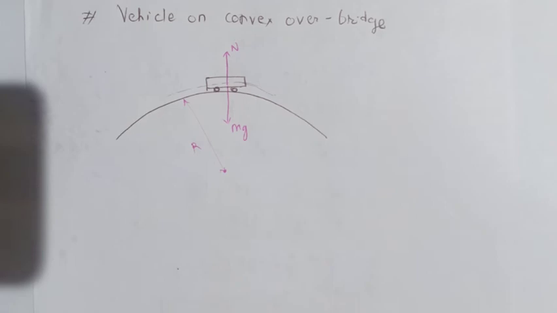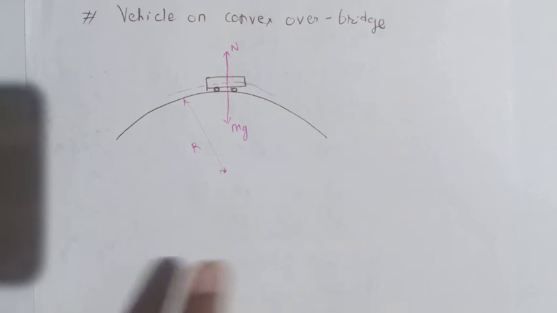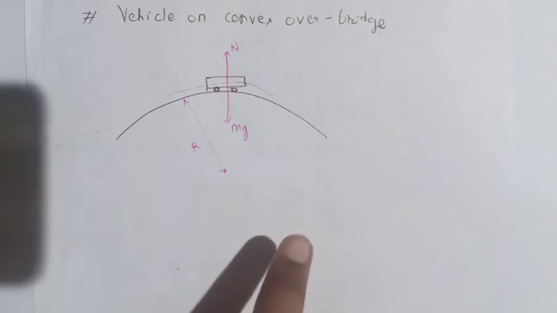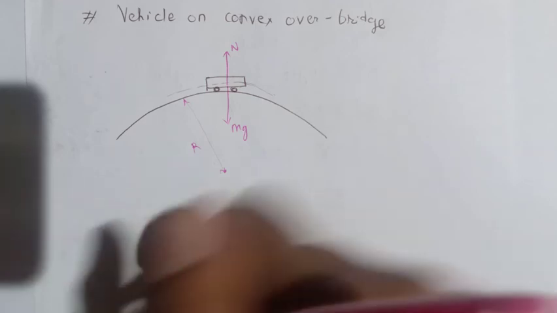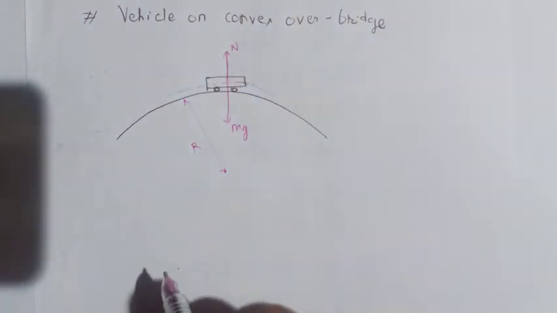Let's study a further application of circular motion: a vehicle on a convex overbridge. This kind of example may exist in terms of hills and humps. When a vehicle goes over a hill, it will follow this kind of shape. So this mathematical expression will be useful at that point. So the figure shows a vehicle at the top of the convex overbridge.